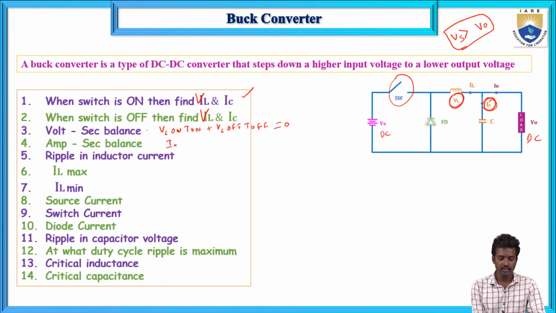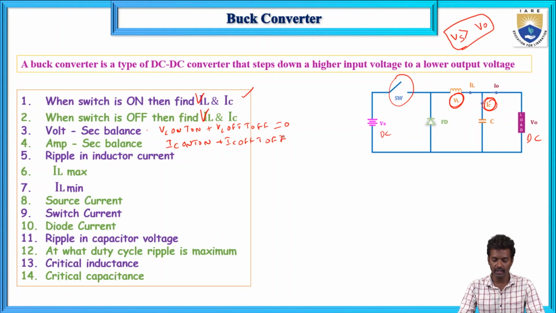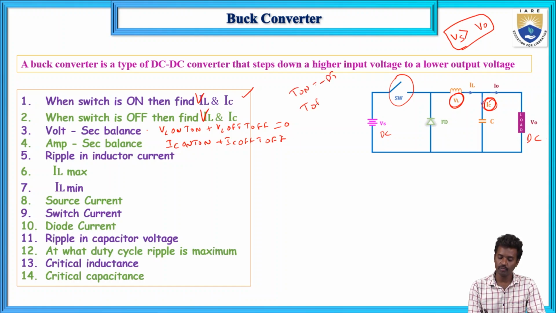In the same way, ampere second balance means IC on T on plus IC off T off. First calculate VL on and IC on when the switch is on, and next when the switch is off, calculate VL off and IC off. Here T on is dT, where d is the duty cycle, and T off is (1 minus d) T. So T on plus T off equals the total time period.